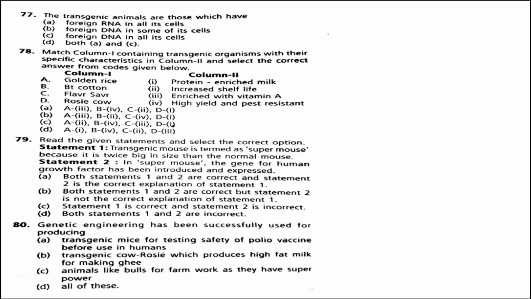Transgenic mice are being formed for use in testing the safety of vaccines before they are used on human beings. They are being used to test the safety of the polio vaccine. The first transgenic cow, Rosie, produced human protein enriched milk. The milk contained the human alpha-lactalbumin. It is a more balanced product for human babies than natural cow milk. Bulls with more power are produced by animal breeding, not by genetic engineering.